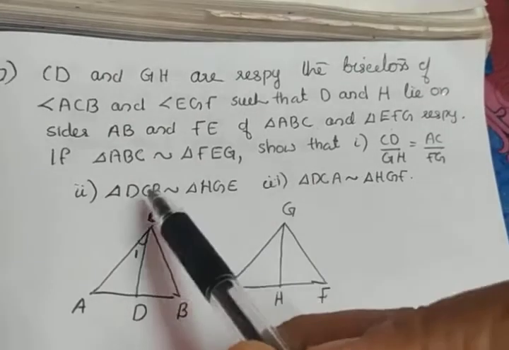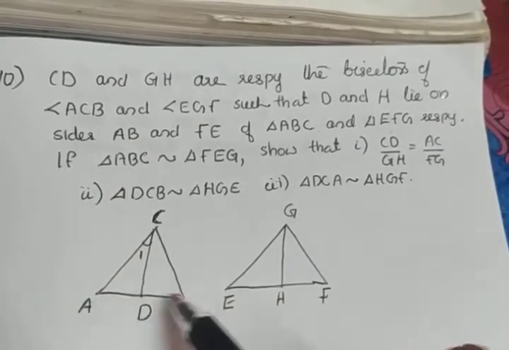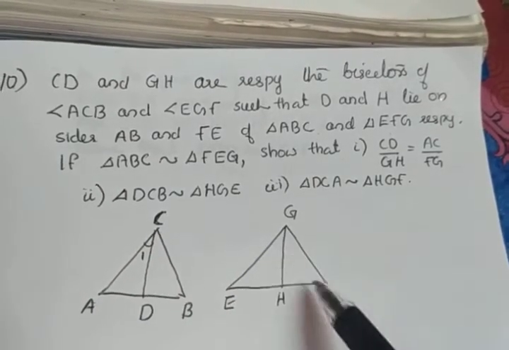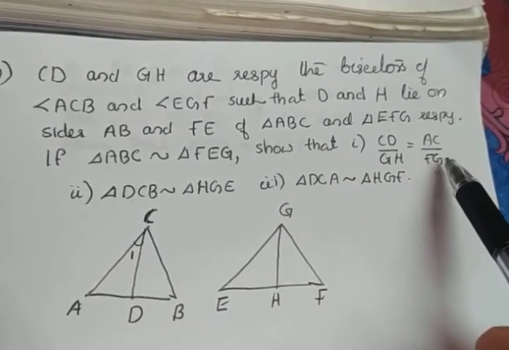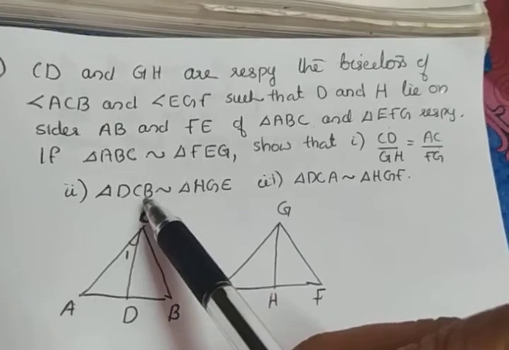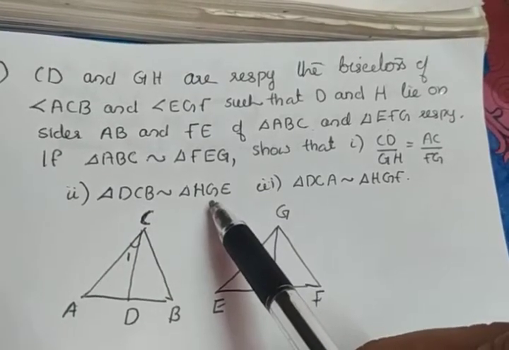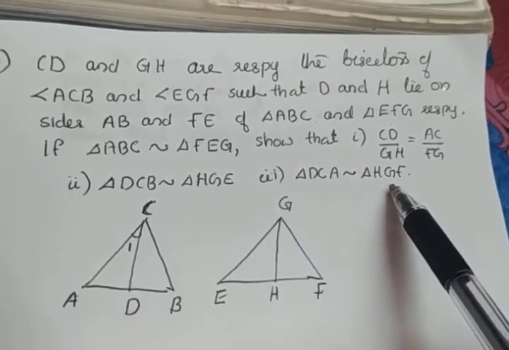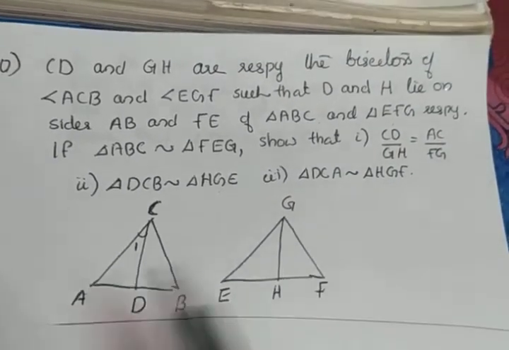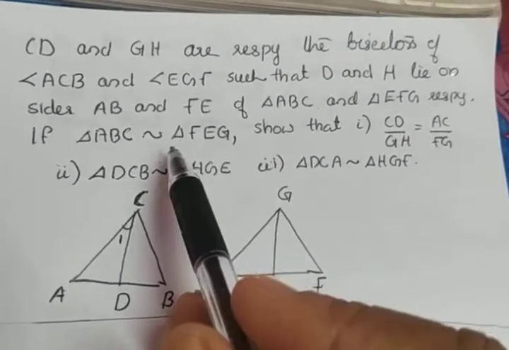It is also given that triangle ABC is similar to triangle FEG. We have to show that CD by GH equals AC by FG. Again, triangle DCB is similar to triangle HGE and triangle DCA is similar to triangle HGF. So we will start with the first one. We will take the similarity first.